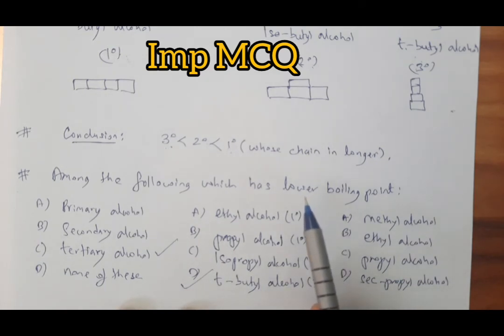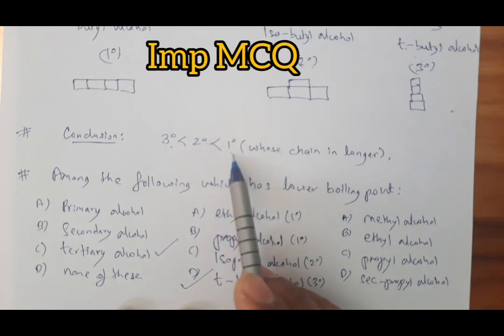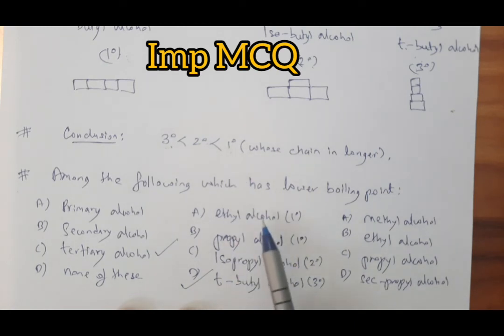But in the same question, if I had asked you which will have the higher boiling point, then it will be primary. Primary will have the higher boiling point, but there are 2 primary here. If I ask which will have the higher boiling point, then there are 2 primary alcohols, and primary has the higher. But which will have higher, ethyl or propyl? Ethyl has 2 carbons, propyl has 3, whose carbon chain is longer. So the answer would have been B that time.